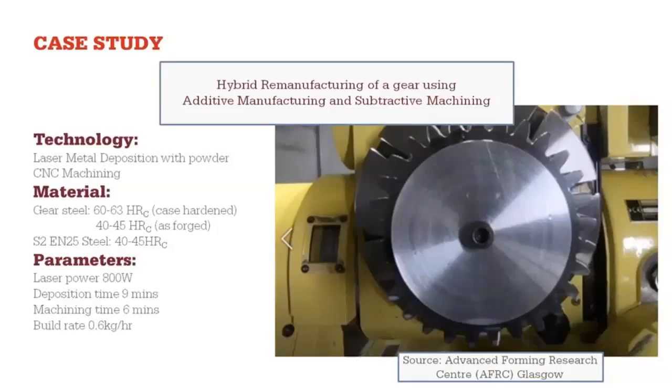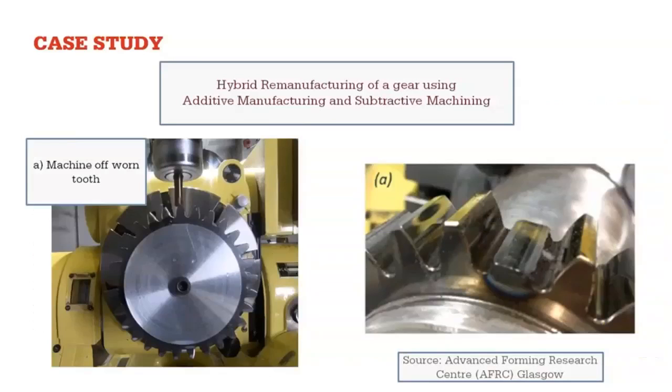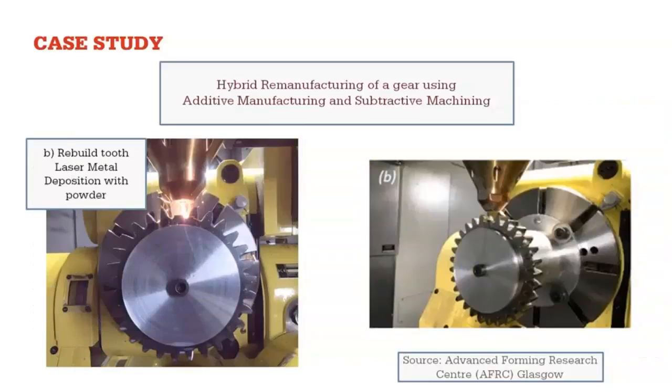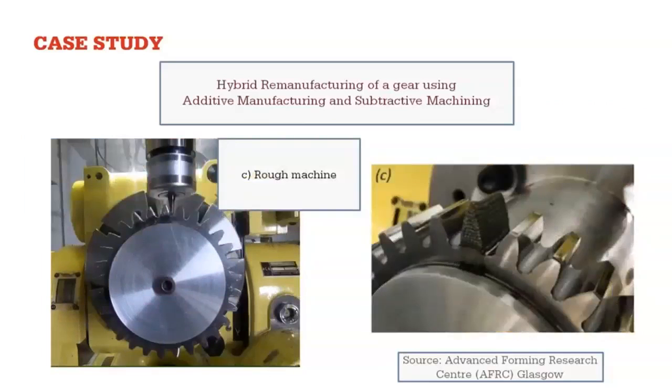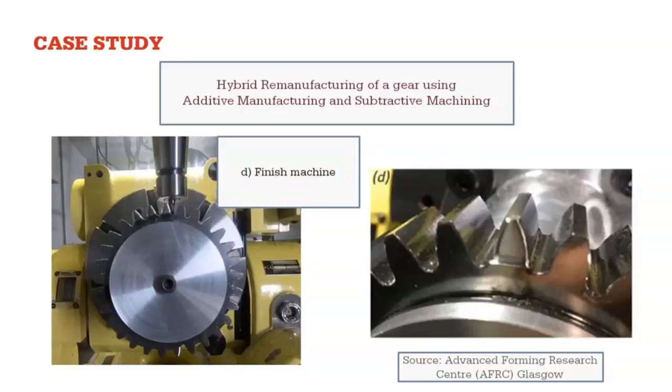So again, we'll go through the first one. What we want to do is machine it. Use a CNC machine on the top of that gear tooth, machine it off, and get rid of the worn part. Once we've machined it off, we then want to build up the material again with print material. So we're going to use laser metal deposition to build up our gear tooth again. On the right there, we've got our finished tooth rebuilt using 3D printing. We then need to use subtractive machining again to rough machine it, and then finish machine it, making it back into the original shape or the properties that we need it to be.